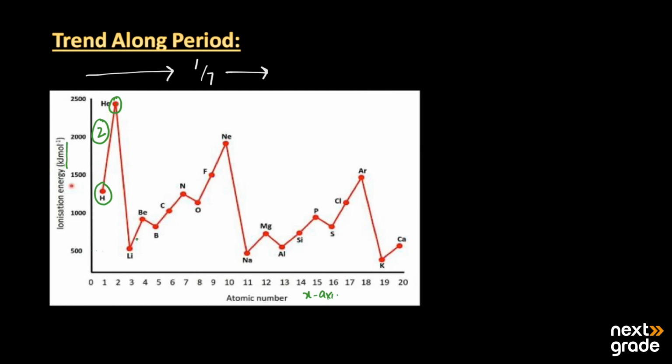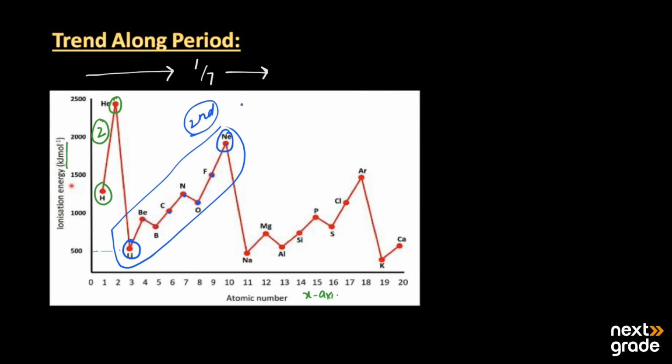Then when we start from the second period, its first element is lithium, whose ionization energy is almost equal to 500 kilojoule per mole, but gradually it increases to beryllium. Then there's a simple decrease. Then from boron to carbon it increases, and carbon to nitrogen it increases, and then there is a decrease for oxygen. After this, it increases for fluorine, and neon has the highest ionization energy in the second period. So what is the reason?